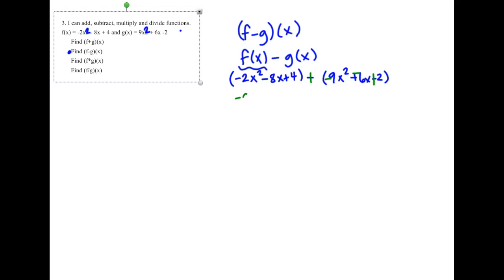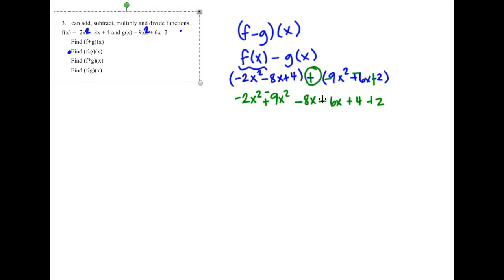All right, so -2x squared minus 9x squared minus 8x minus 6x, or you can say plus a negative if you would like to, and then plus 4 plus 2. So notice, I see that I'm adding, so I'm pulling these terms. So again, if you want to say plus a negative, you can totally do that.